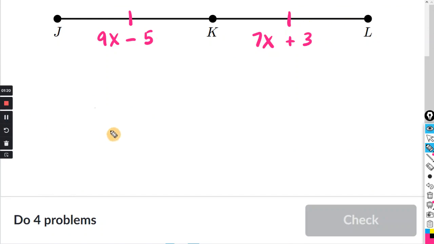Now, as we said before, they told us K was the midpoint, so we know the segment on the left, which is JK, is equal in length to the segment on the right, which is KL. So that's your equation. You just set them equal to each other. The expression for the length of JK, we said, was 9x minus 5, and the one for KL is 7x plus 3.